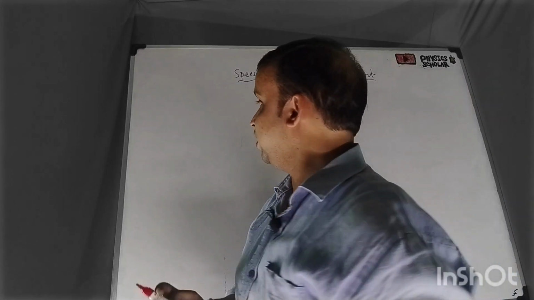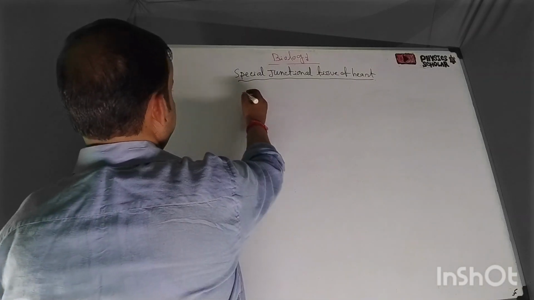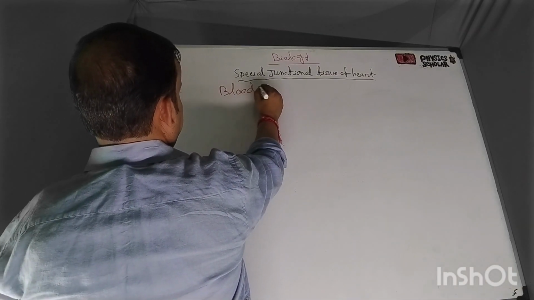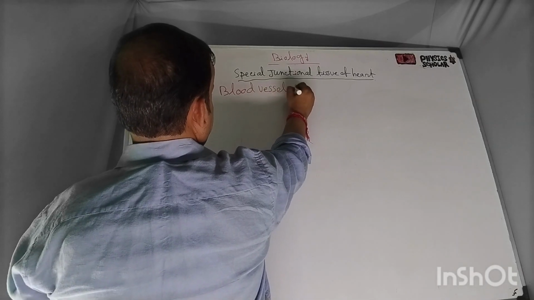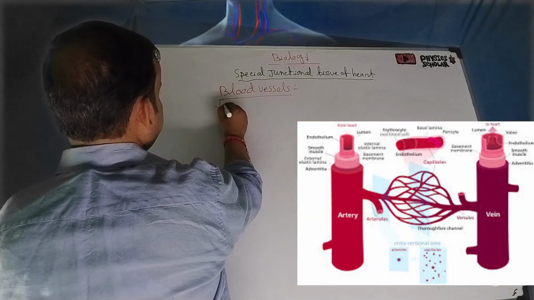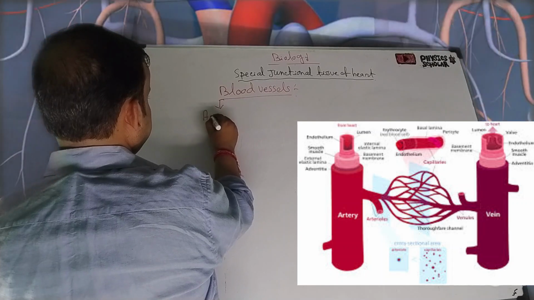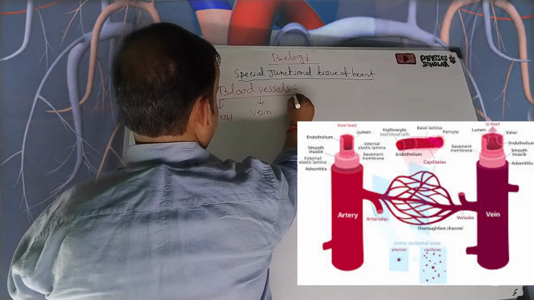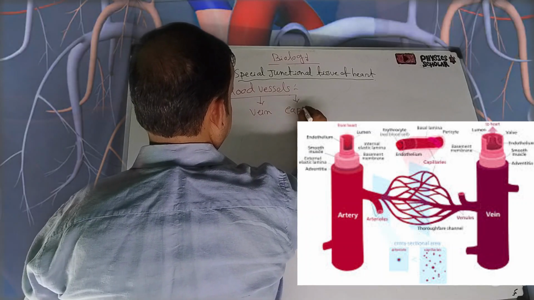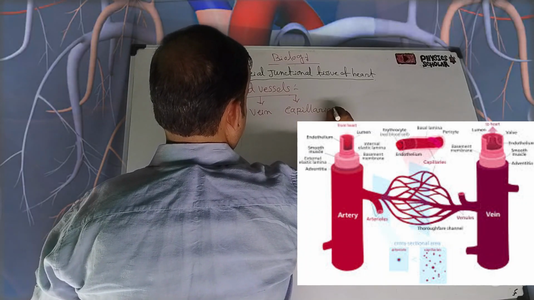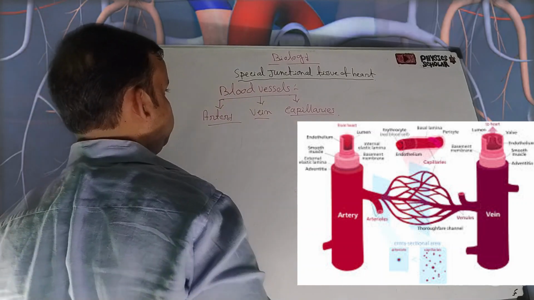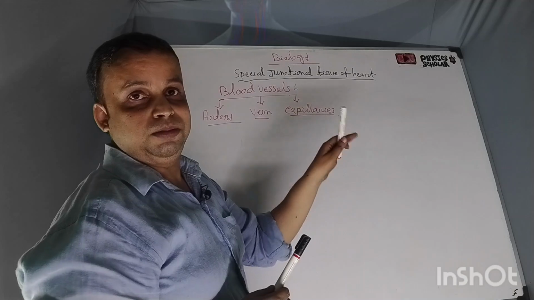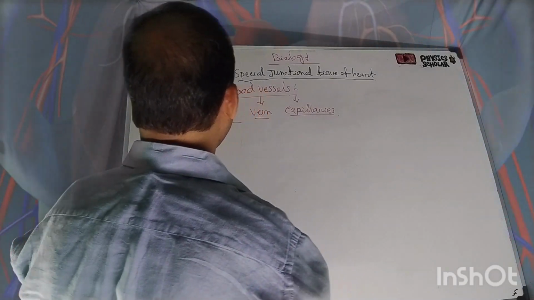Okay students, now let us discuss the blood vessels. Blood vessels are basically of three types. First is artery, second is vein, and third is capillaries. So these are the three types of blood vessels: artery, vein, and capillaries. I have used these terms many times while discussing the heart.